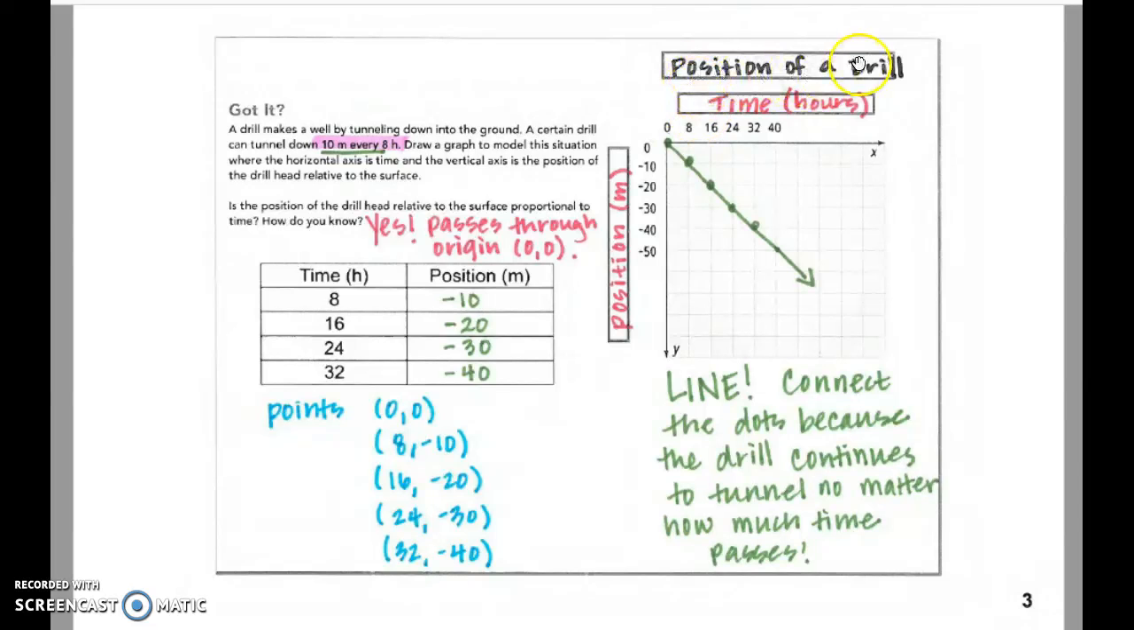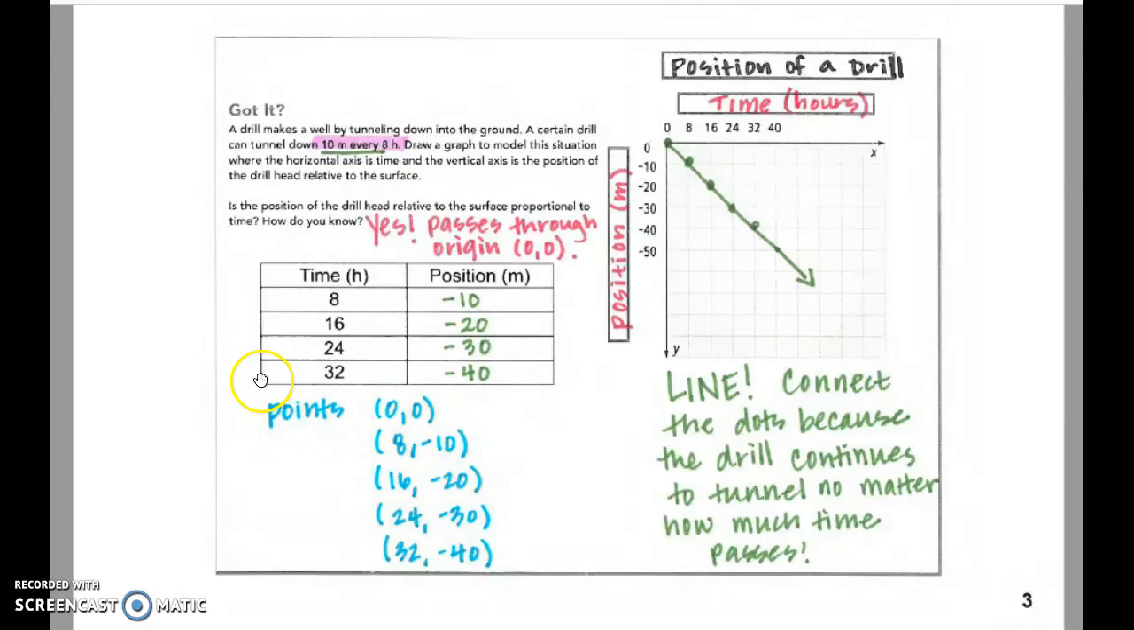So the position of a drill would be the title. Time in hours would be along the x-axis. It just looks weird because it's up top this time. Your y-axis is along the side, and this is the position of the drill: -10 feet, -20 feet, -30, etc. Notice it's every 10 meters for every 8 hours. So I counted my hours by 8, 16, 24, 32, etc. Every 8 hours the drill goes down another 10 meters. So -10, -20, -30, -40, etc.